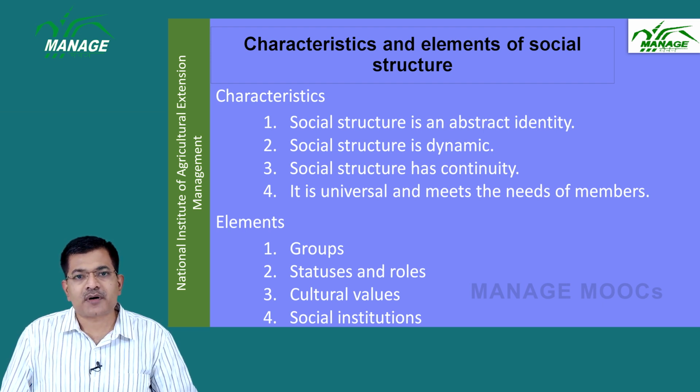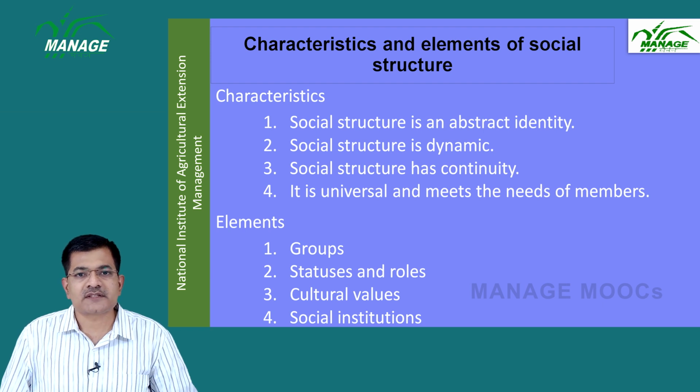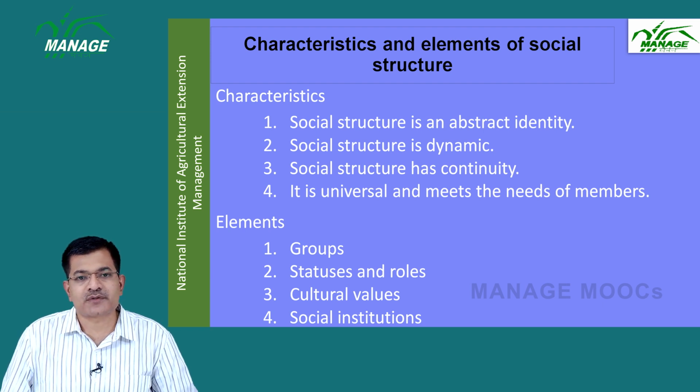And another important character of the social structure is that it is universal and it meets the needs of the members. The social pattern or the social structure usually evolves based on the needs of the members, and it also has the backing of the people living there. What makes up the social structure in its composition is basically the groups of the farmers, the groups of the villagers that are settled around the pattern of settlement.